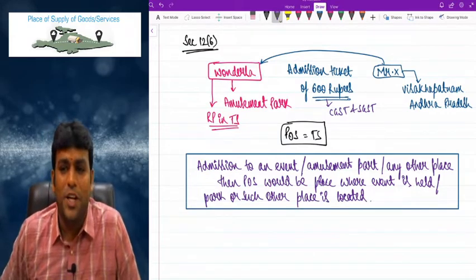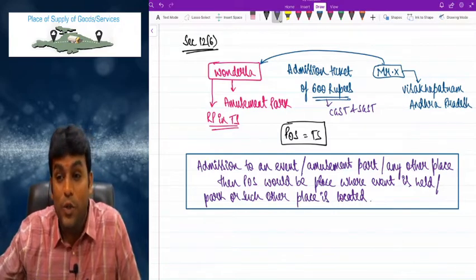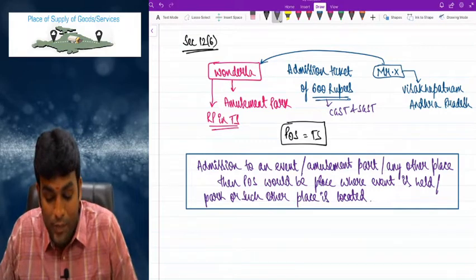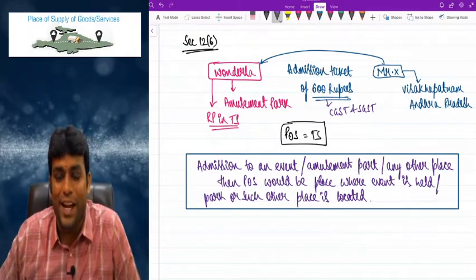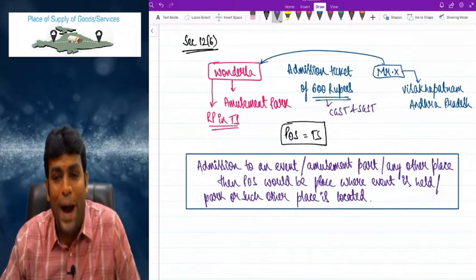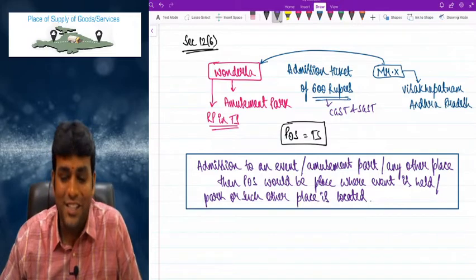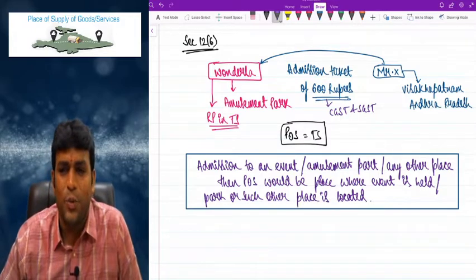See now, come on. In case of admission to an event, one more time I repeat, in case of admission to an event or amusement park or any other place, then place of supply would be the place where the event is held or park or such other place is located. Very interesting language, friends. Which section is all this? Section 12.6.